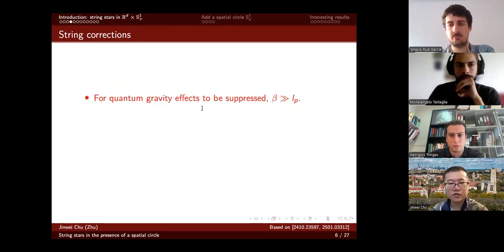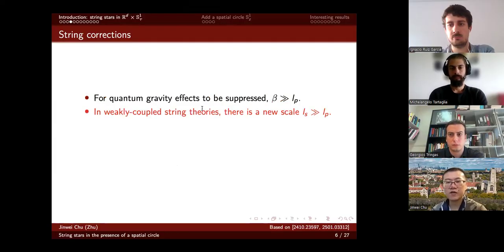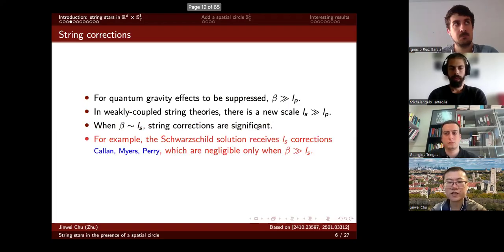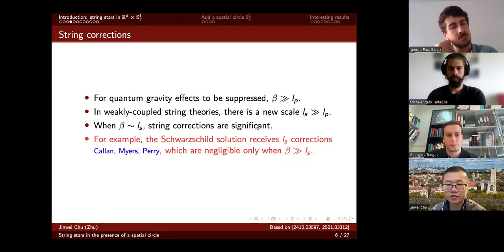And to suppress quantum gravity effects, beta should be much larger than the Planck length. And in weakly coupled string theories, even before we get to the Planck length, there's another scale, called the string scale, denoted by l_string. At the string scale, string corrections are significant. Take the Schwarzschild black hole again as an example. As shown in the famous paper by Callan, Myers, and Perry, they calculated the leading order l_string corrections to the Schwarzschild black hole. And these corrections are negligible only when beta is much larger than l_string.